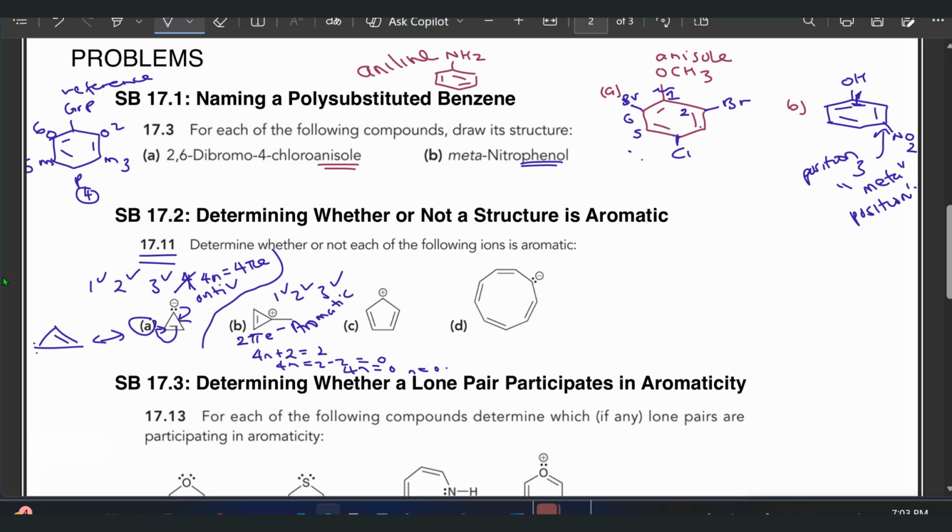Wait, 4n plus 2. Where are you getting 2 from? Yeah, 2 pi electrons. Oh, I see. 4n plus 2 equals the number of pi electrons. Then you solve for n. I subtracted 2 on both sides to get 0. So 4n equals 0, n is 0. Okay. Got it. N can be 0. 0 is not a fraction. Got it.